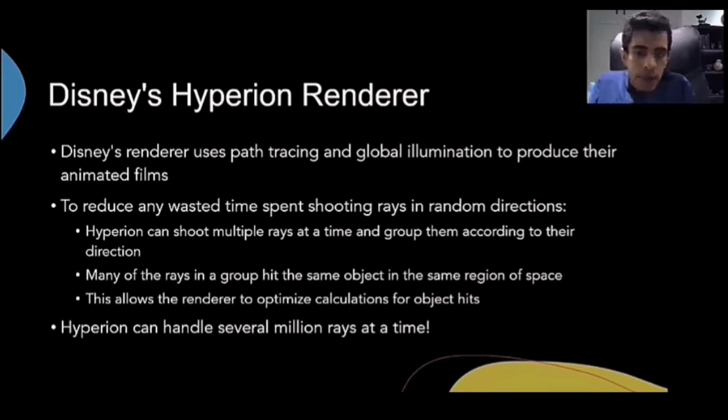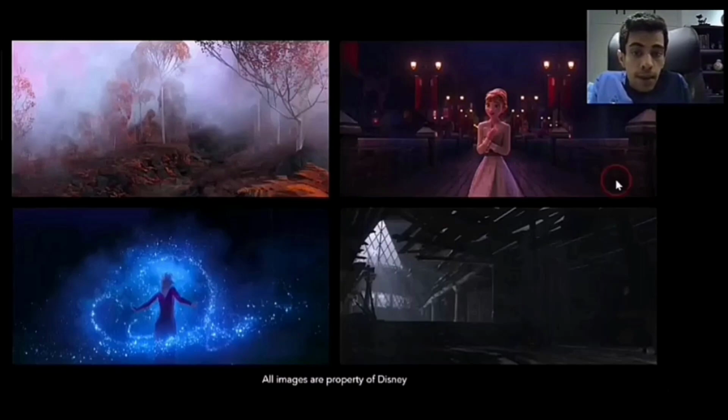And Disney's Hyperion renderer has also switched to using path tracing and global illumination to produce their films. They also use some smart optimization practices in which they group multiple rays together according to the direction that they're going. Because the rays in the group will most likely hit the same object in space, they can optimize calculations for those object hits. These sorts of optimizations allow the renderer to handle several million rays at a time. And this renderer has been used to produce lots of their movies, including Frozen 2 and Big Hero 6.